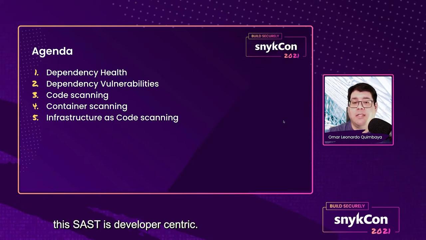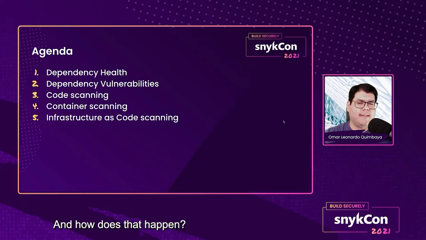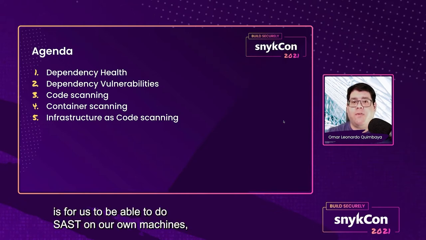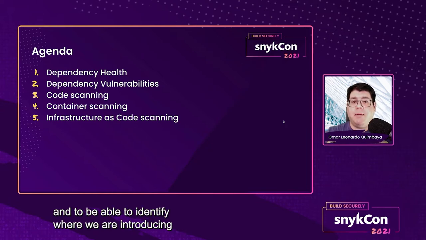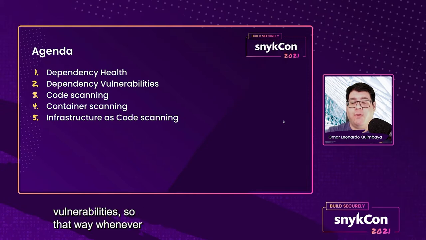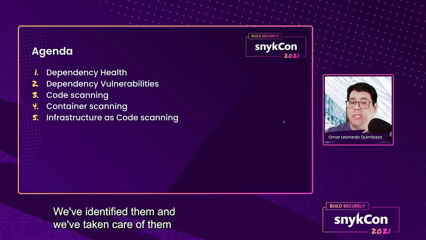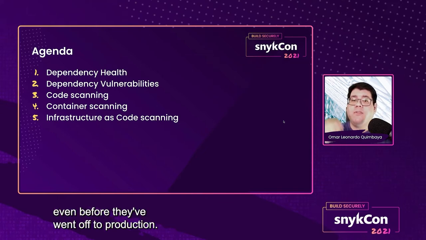This SAST is developer-centric. And how does that happen? I'll show you later on. But the idea is for us to be able to do SAST on our own machines and to be able to identify where we are introducing vulnerabilities. That way, whenever we deliver our software, it doesn't have any vulnerabilities that we've written in. We've identified them and we've taken care of them even before they've gone off to production.